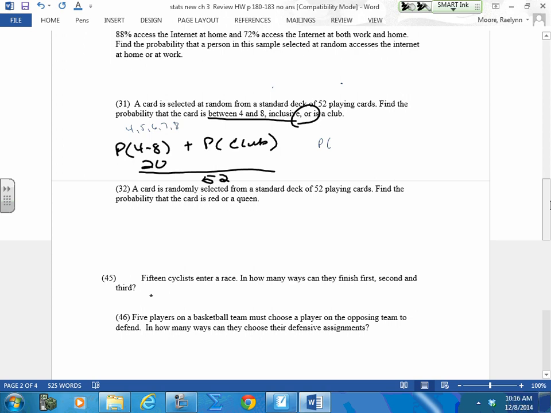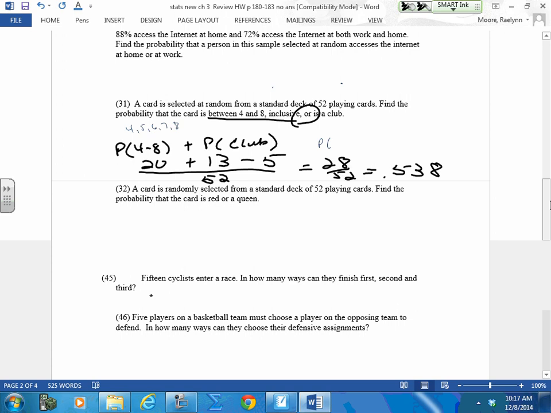Probability that they're clubs? How many clubs in your deck? 13. Now, did we have any instances where there was a 4, a 5, a 6, a 7, and an 8 that was also a club? Yes. How many of them? 5. So what do I do with that? Subtract it. Isn't it easier when you lay out your probability statement to see what it is I want to get? It's right there in that last sentence. Okay, so you get 28 out of 52, 0.538. And Dan had a good point. If it says inclusive, you count them. If it says in between them, you don't count them. Or they'll say not inclusive.